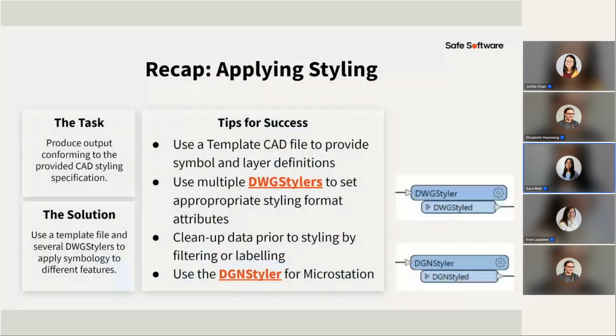All right, so to recap this demo, we took some GIS data and some DWG stylers to apply symbology. We made use of a CAD template to provide some of the layer definitions. And we did do some minor filtering and labeling just to make our styled output a bit more clear and more relevant to what we wanted to show. And lastly, as I mentioned, there is also a DGN styler if you're working with MicroStation. It works pretty similar to the DWG styler. It does the same thing, but just a little differently.